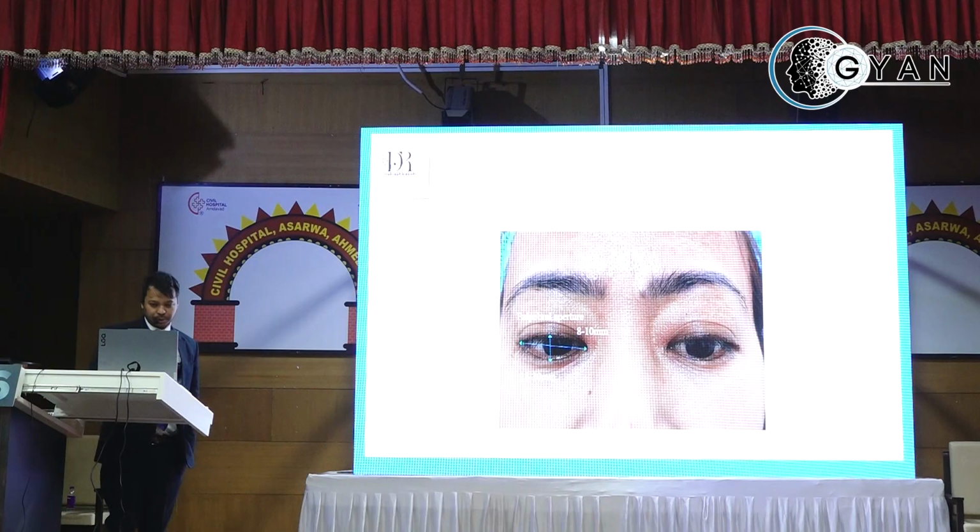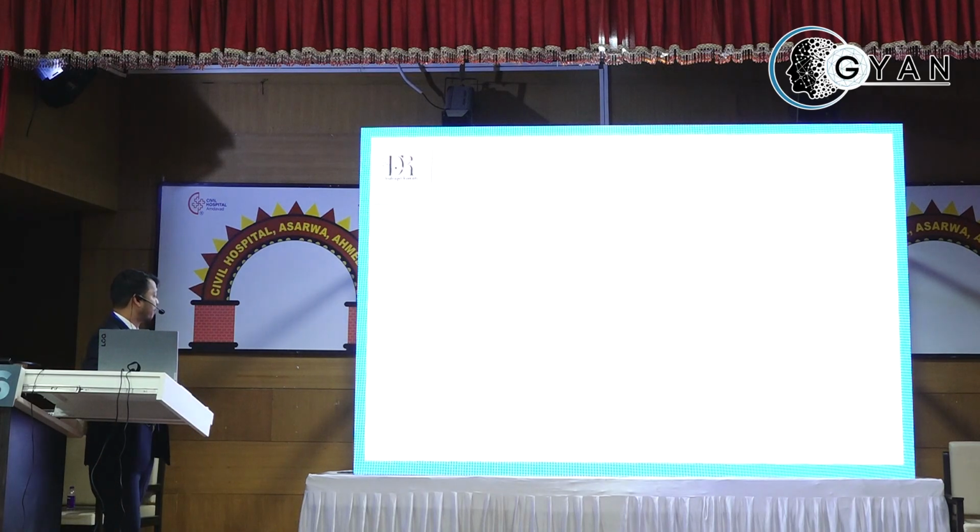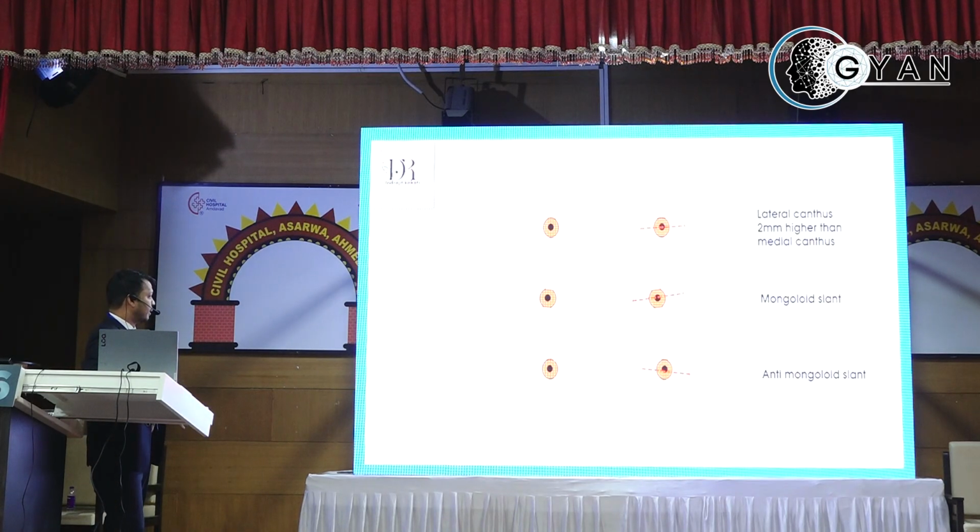Again, we have to see the palpebral fissure, which is 8 to 10 mm in width and 28 to 30 mm in length. Now we can see the lateral canthus, which is 2 mm higher than the medial canthus. When it's more than 2 mm, it's called mongoloid slant. When it is below 2 mm, it's called anti-mongoloid slant.